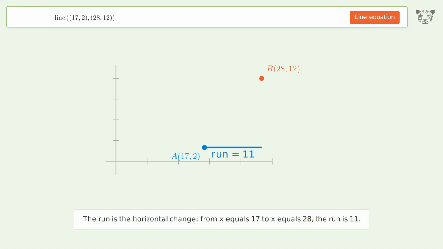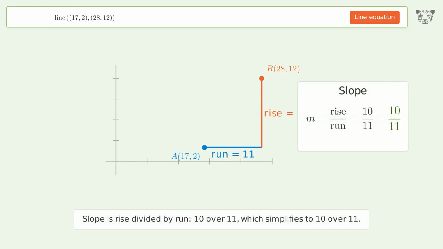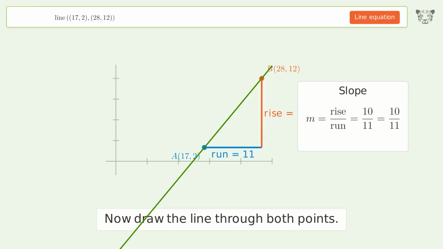The run is the horizontal change, from x equals 17 to x equals 28, the run is 11. The rise is the vertical change, from y equals 2 to y equals 12, the rise is 10. Slope is rise divided by run, 10 over 11, which is already in simplest form. Now draw the line through both points.